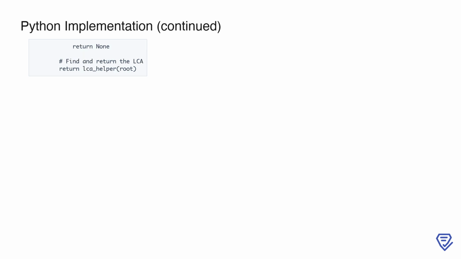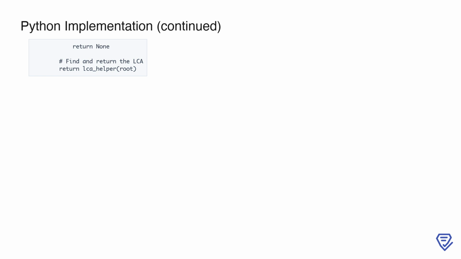If both nodes P and Q are confirmed to exist in the tree, we proceed to call the LCA_helper function, starting with the root of the tree, to identify and return the lowest common ancestor. This ensures that the function operates only when both nodes are present, avoiding incorrect results. The LCA_helper function will recursively traverse the tree, leveraging the logic we discussed earlier, and ultimately return the node that satisfies the conditions of being the lowest common ancestor.